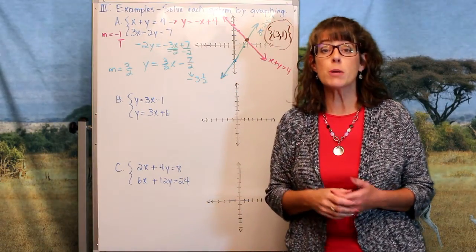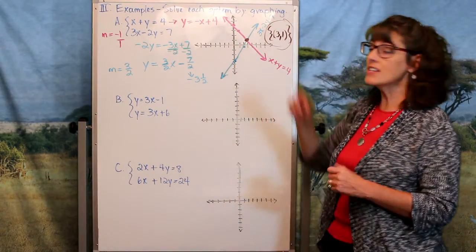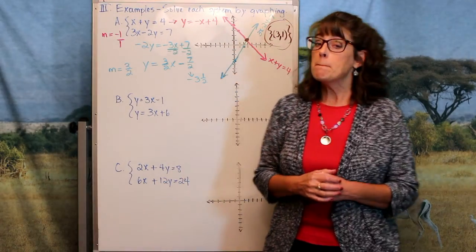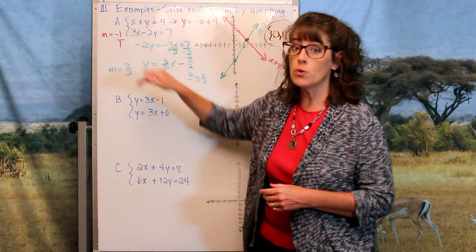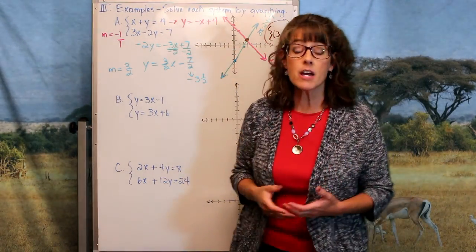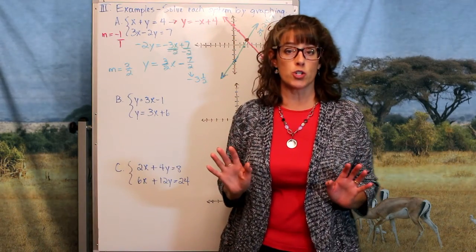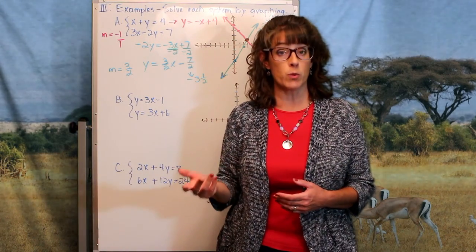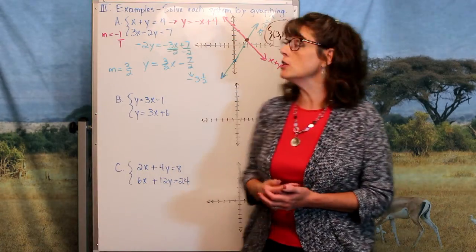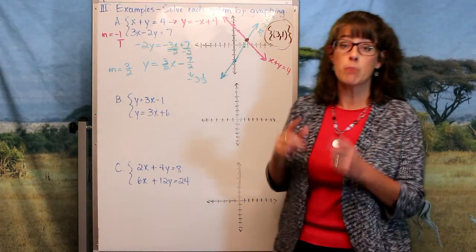If I come up with truth in both equations, yes, this is a solution to the system. But if I plug it into one of the two and it creates truth, but it does not create truth in the other one, it's not a solution to the system. It's only a solution to the one in which it creates truth. So we do need to check and make sure that this works in both equations.